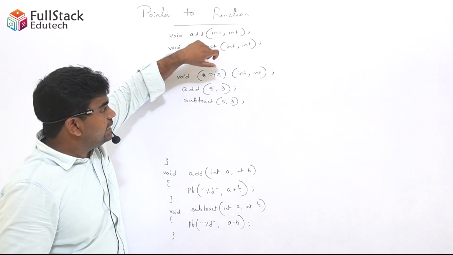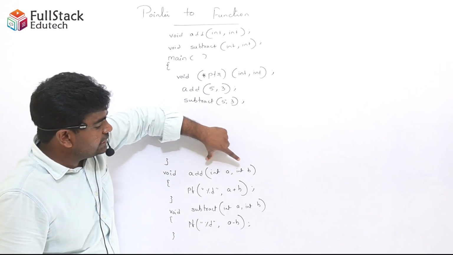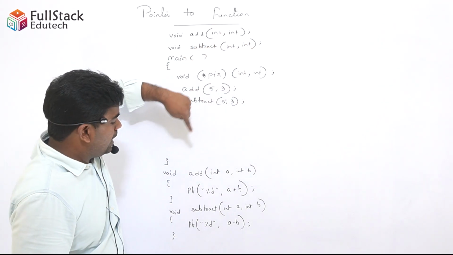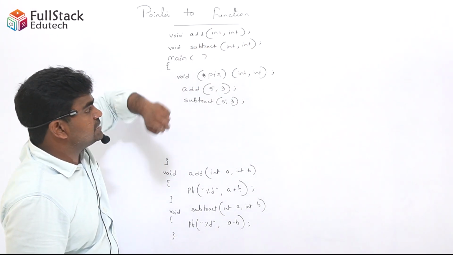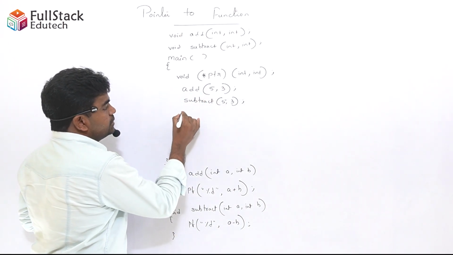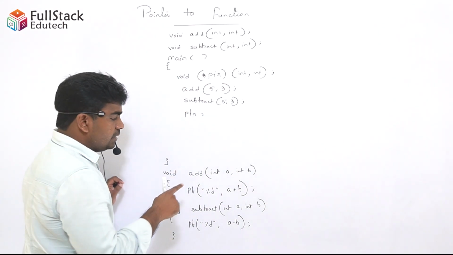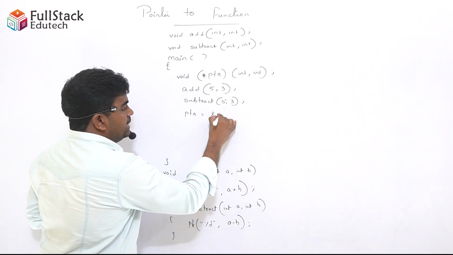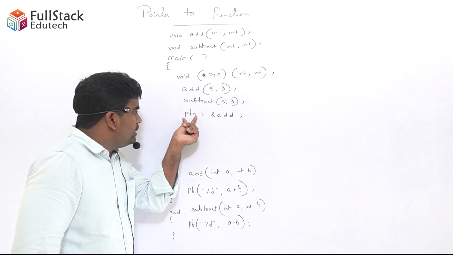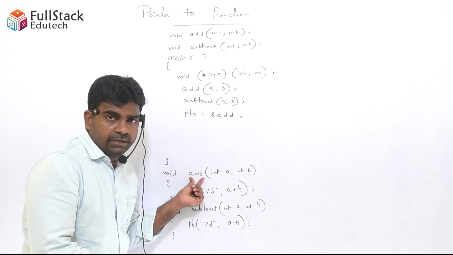A function pointer completely depends on the prototype of the function. See here, the function is taking two integers, so you need to specify that here. And it is returning void, you need to specify that here. Now we are creating the variable. So into the ptr, into the pointer variable, you can assign the address of add. Then what is its meaning? This ptr is pointing to this add function.